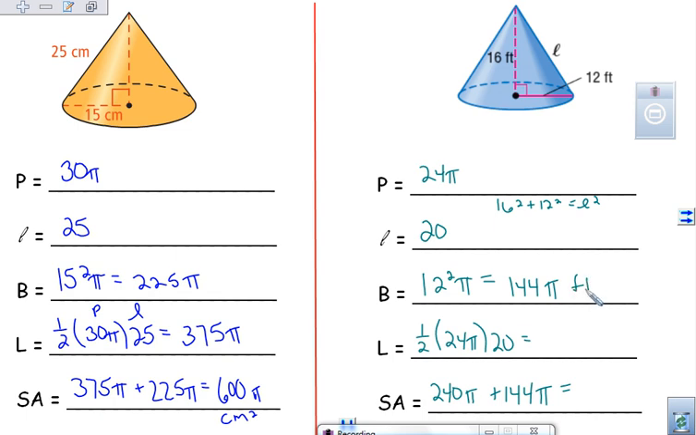square feet. The lateral area is 1/2 perimeter times the slant height. So that gives us 240 pi square feet. So then we want our lateral area plus one of our bases, and that gives us 384 square feet.